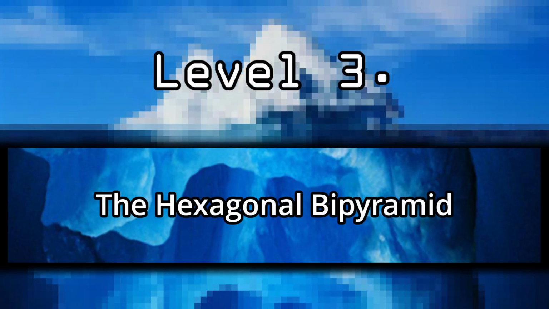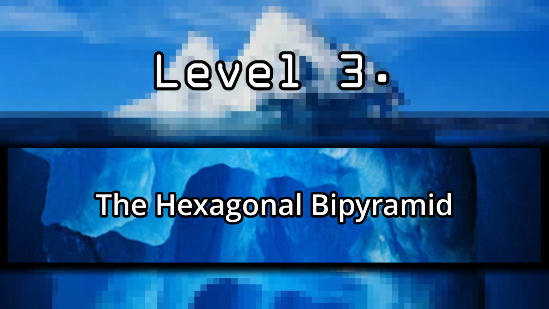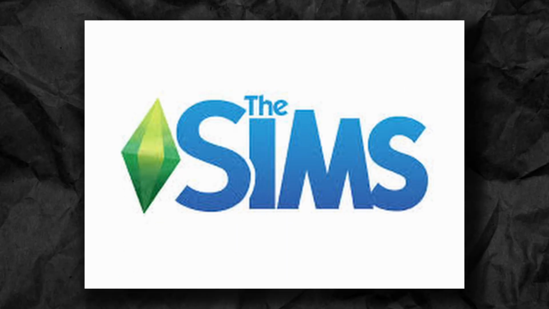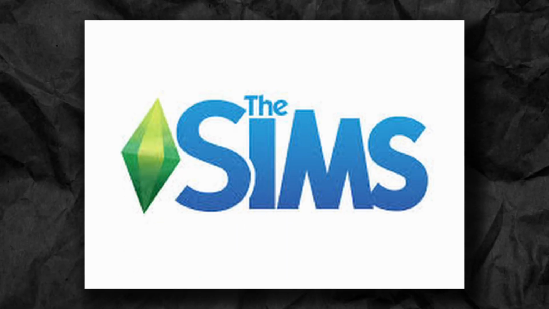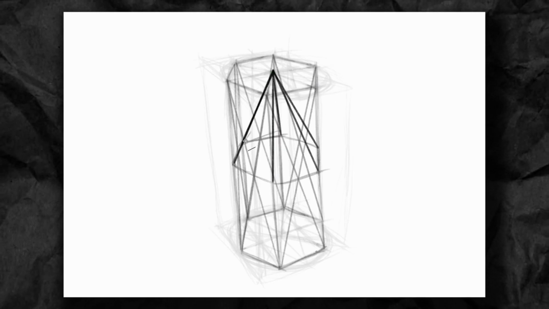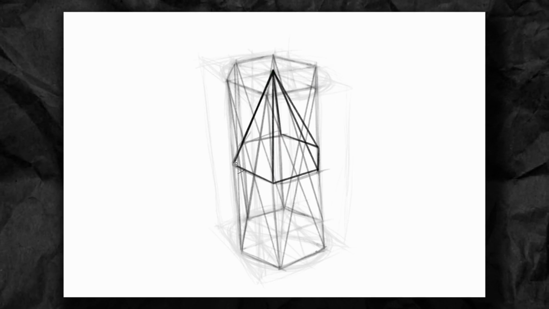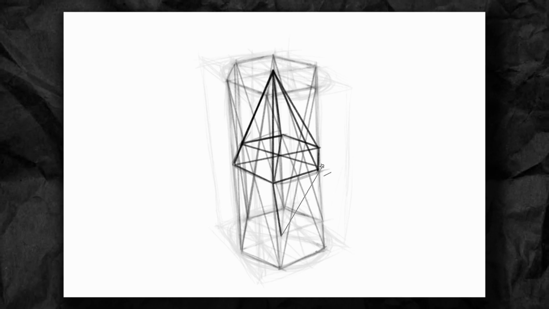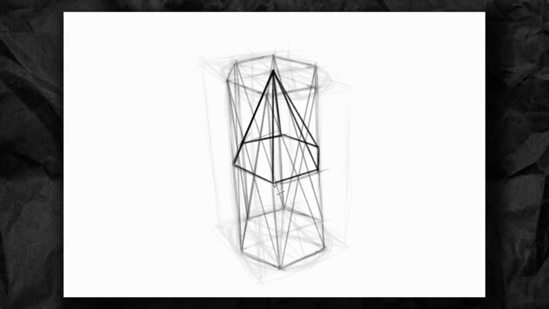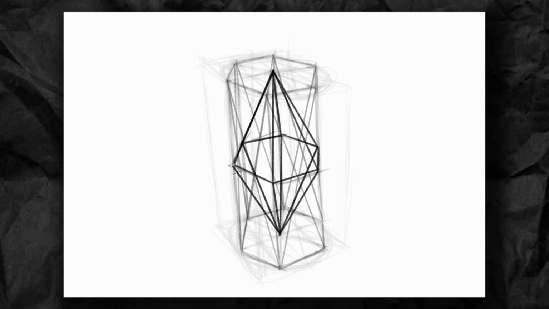And the last shape on this level is the Hexagonal Bipyramid. You may also recognize this shape from the Sims logo. Anyways, I'm not gonna spend more time than I need to on this one, as it's drawn in the same way as the octahedron and the hexahedron. So, let's start with the next level.